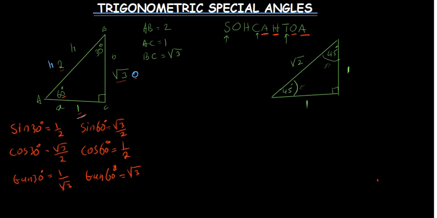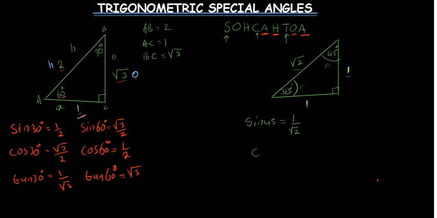Okay, so now I want to find out what sine 45 is. Sine is equal to opposite over what? Let's focus our attention on this 45 here. Sine 45 is equal to the opposite, this opposite here, divided by what? That one there, the adjacent. So it's 1 over what? Root of 2.